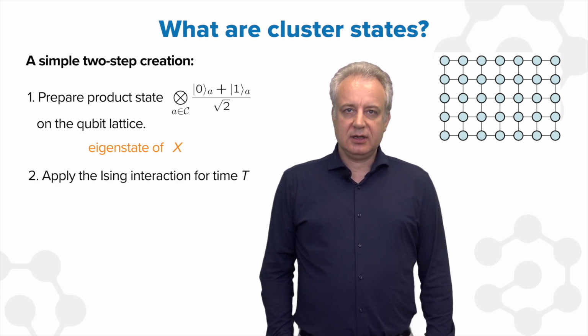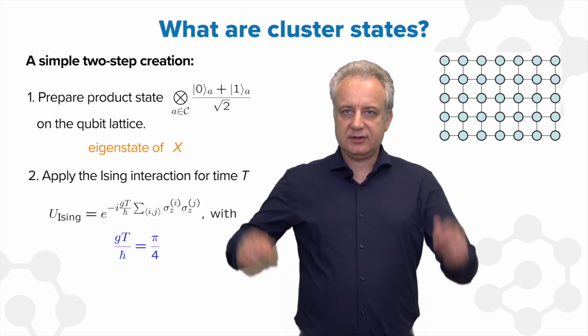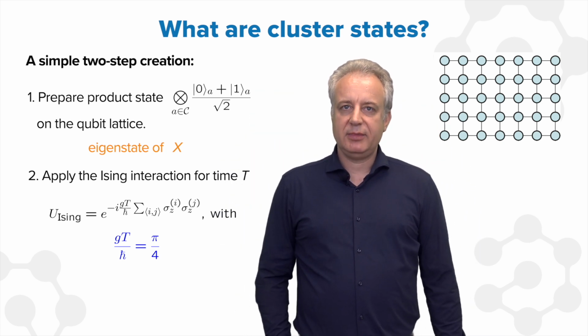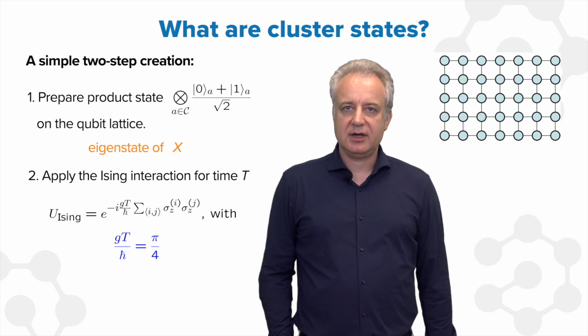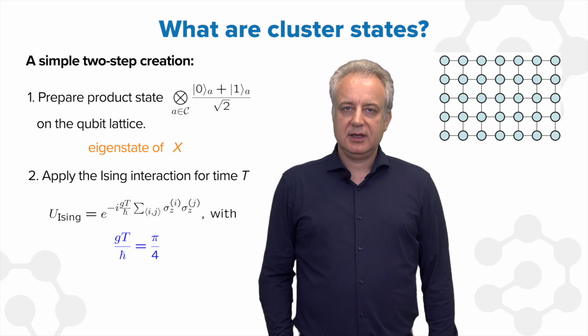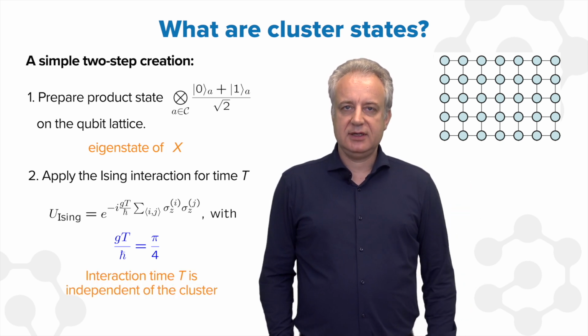It's the Ising interaction, in fact. So we switch on the Ising Hamiltonian, sigma z coupling for all nearest neighbors, for a very specified finite amount of time, and then we switch it off again, and then we have the cluster state. Important to note is that the interaction time for the Ising interaction is independent of the size or dimension or geometry of the state. It's always the same. This is how the cluster state is being created.